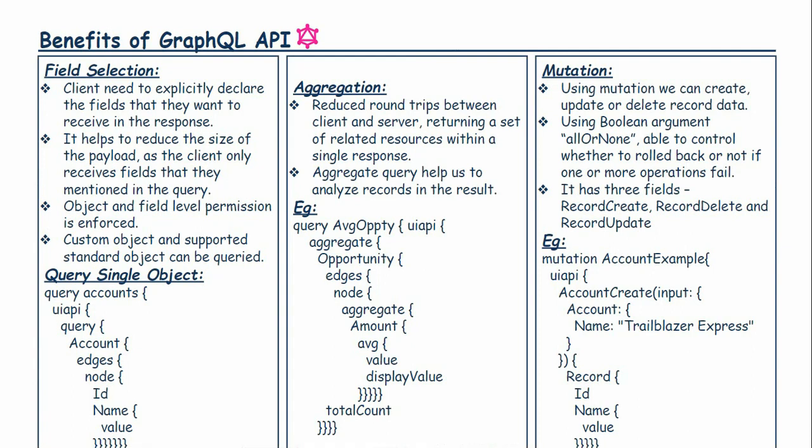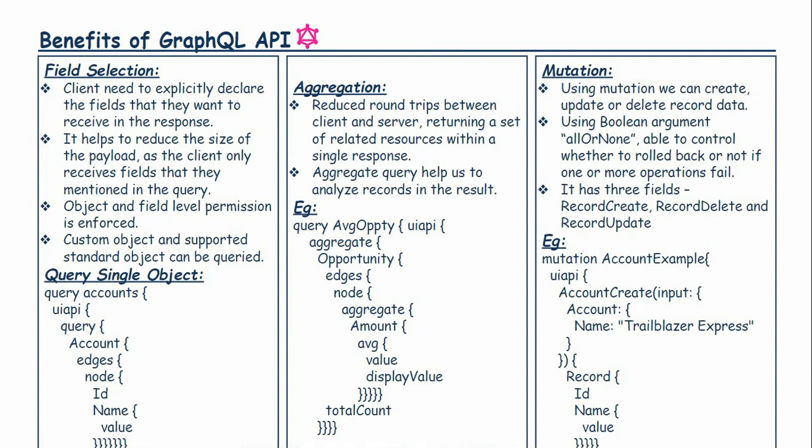Another one is that in GraphQL, the client can specify exactly what data they need in their queries, which reduces the amount of data transfer and optimizes performance. So it actually reduces the server round trip. It consolidates all the related resources in a single response.